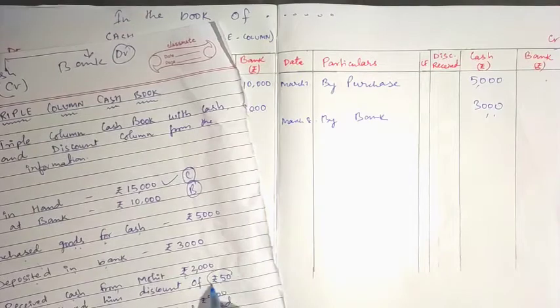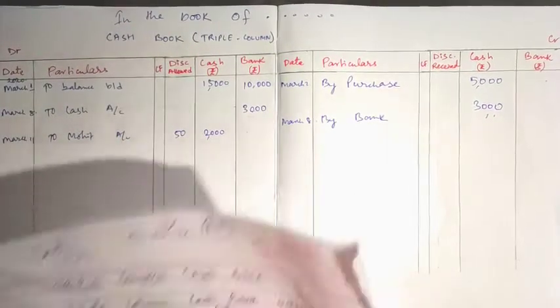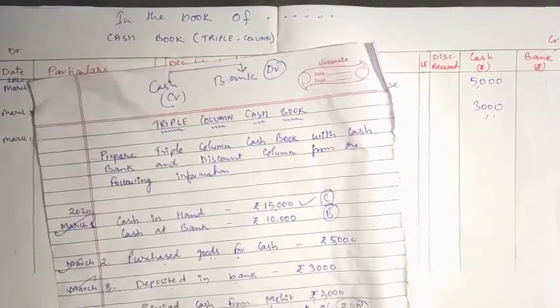So discount is given how much? 50. So discount allowed, we'll write this 50 in discount allowed column. Clear, students? Now next one, March 18.